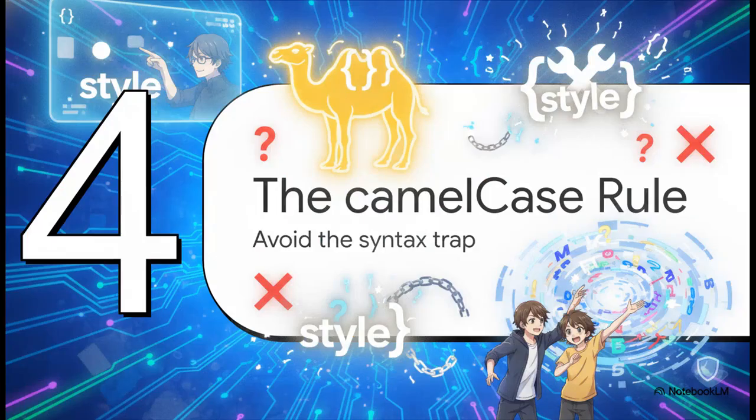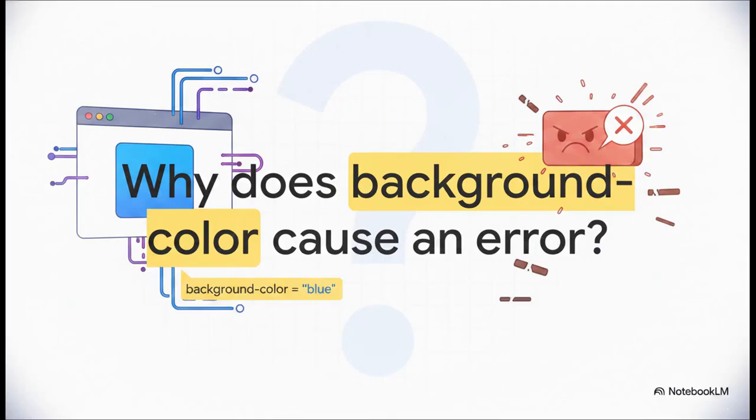Which brings us to section 4, mastering the camelCase rule. Because even with the .style property, there is a huge syntax trap practically every developer hits when updating multi-word CSS properties. Imagine you want to change the background color. You confidently type out title.style.background-color equals blue, exactly like standard CSS. But you run it, and bam, a glaring red error pops up in your console. Why on earth does using a standard CSS hyphen suddenly break our perfectly good code?